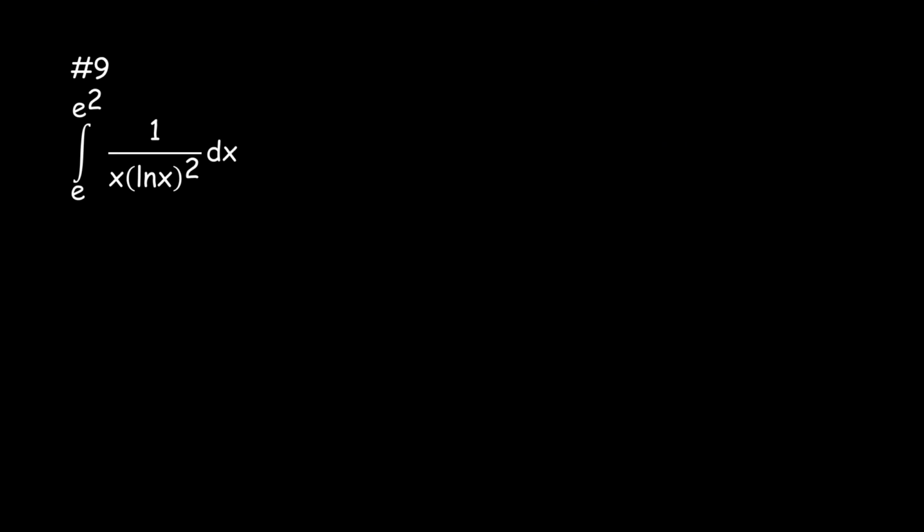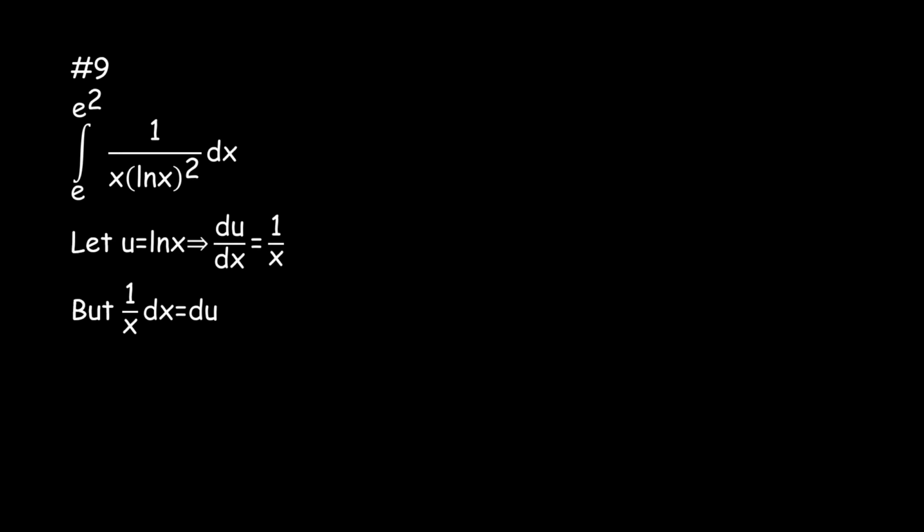We have the integral from e to e squared of 1 over x (ln x) squared dx. So we can use the notion of antiderivatives or u substitution. If we let u be ln x, the derivative of u is 1 over x dx.